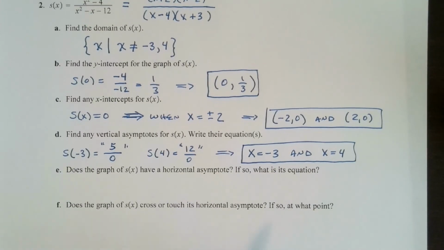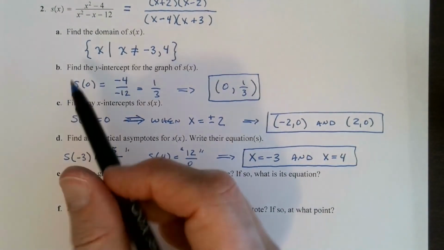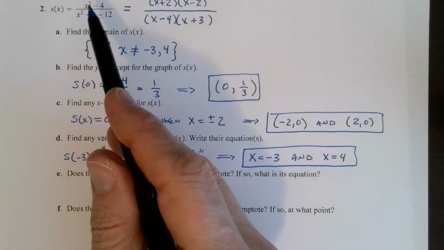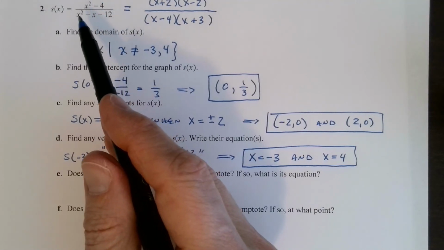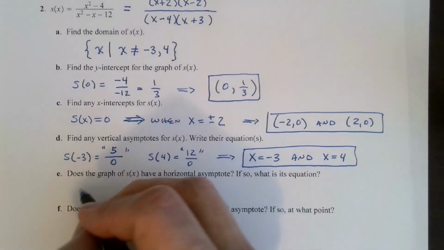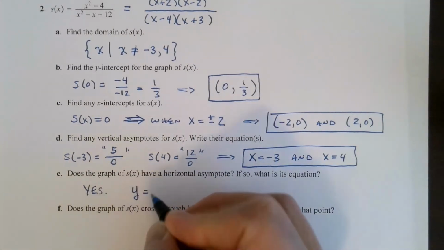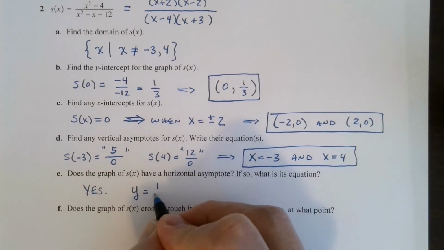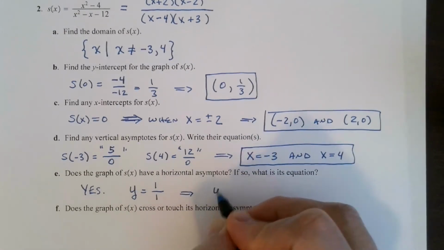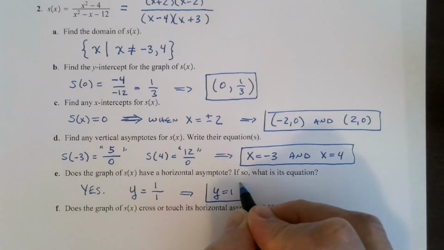Does the graph have a horizontal asymptote? Well, again, notice the degree of the top and the bottom are the same. And so, yes, we do. And it's at y equals what? The leading term coefficient of the top is 1. Leading term coefficient of the bottom is 1. So y equals 1 is our horizontal asymptote.